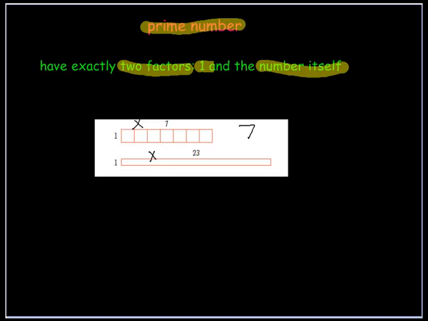23 is also a prime number. There's no other way to make 23 except for 1 times 23. And remember, we're talking about multiplication here.